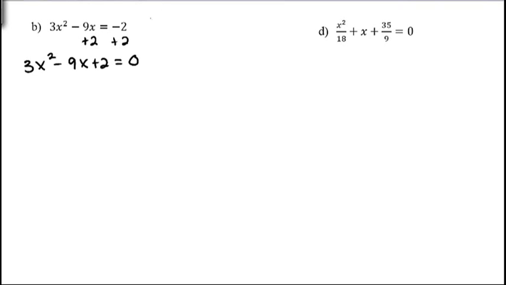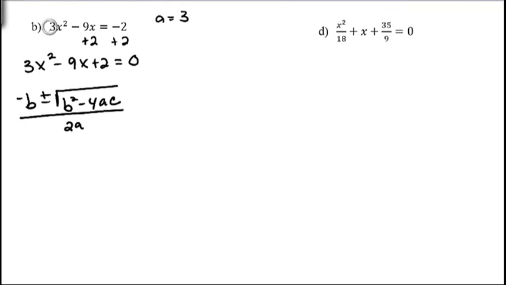Now we want to use the quadratic formula. That's negative b plus or minus the square root of b squared minus 4ac all over 2a. And a for us this time is 3. It's the number in front of x squared. b is always the number in front of x, that's negative 9. And c is your constant or number without an x, so that's 2 for us this time.